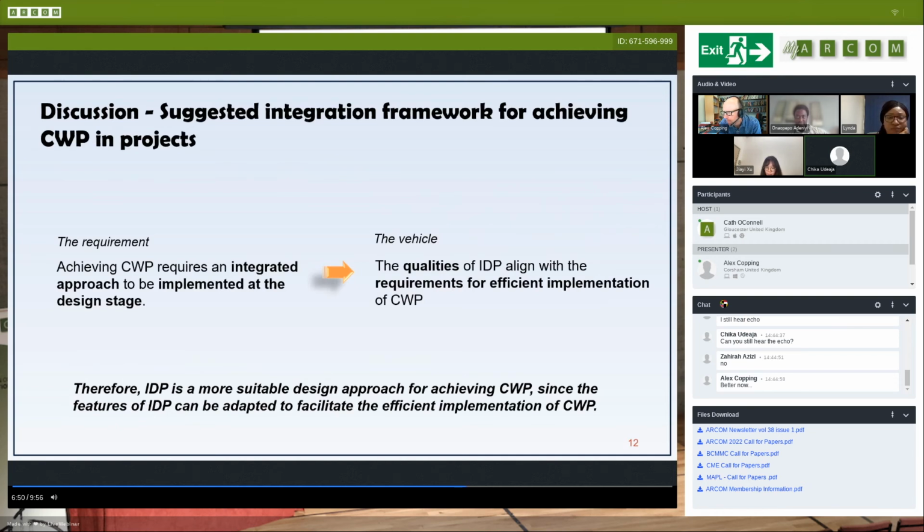Results from this study show a pattern which emphasizes that the efficient implementation of CWP requires an integrated approach at the design stage. Such requirements appeared to align with the qualities of an IDP. In other words, IDP features have qualities that can be adapted to implement CWP. This makes IDP a more suitable design approach that will suffice as an ideal vehicle for integrating relevant practices that facilitate CWP.